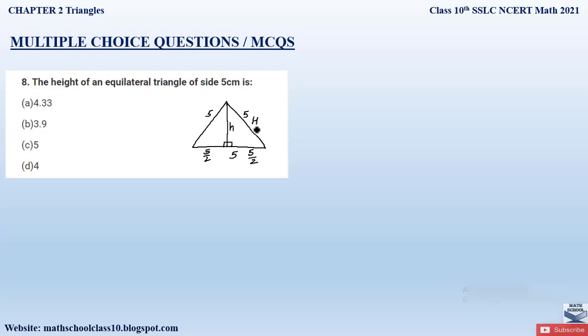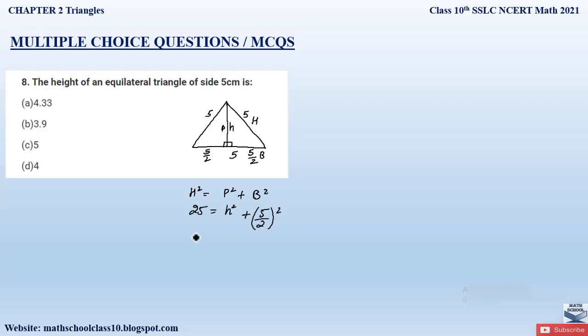So this is our hypotenuse, and the other two sides will be perpendicular and the base. So according to Pythagoras theorem, hypotenuse square is equal to perpendicular square plus base square. So our hypotenuse is 5 here. So 5 square is 25 equal to perpendicular is h, we have to determine, that is h square, plus our base is again 5 by 2 the whole square.